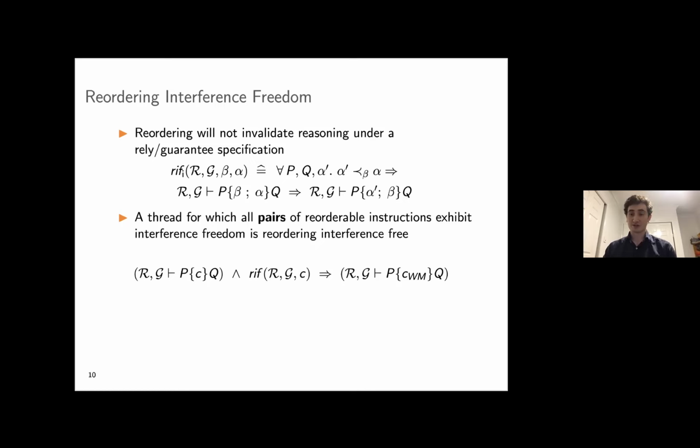If you can establish interference freedom for all of those, then you can preserve a traditional rely guarantee judgment over that thread's code as if it executed in order on a sequentially consistent memory model. You can preserve that property onto a weak memory model. And this is a substantial reduction in complexity. Rather than considering all interleavings, we just reduce it down to pairs of interfering instructions.